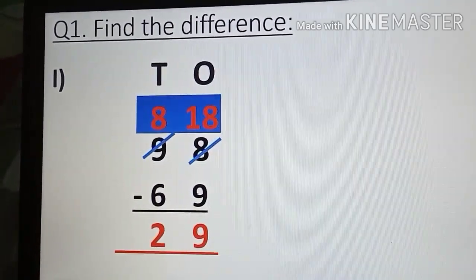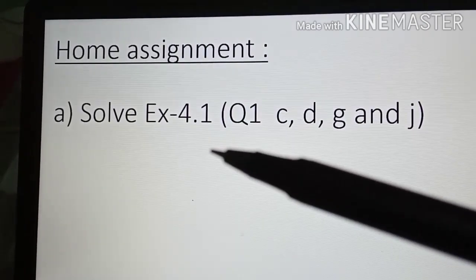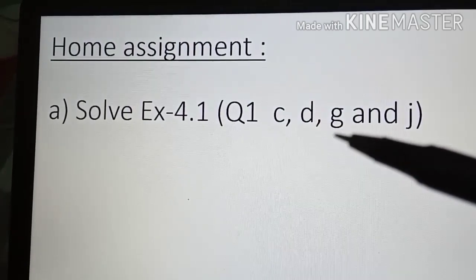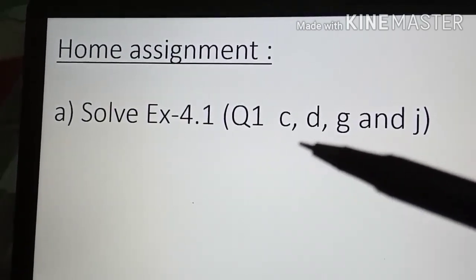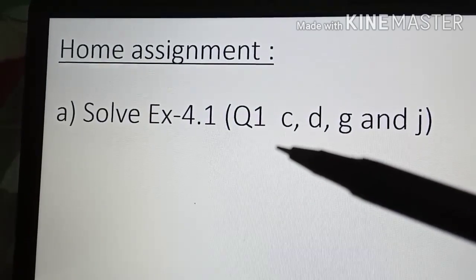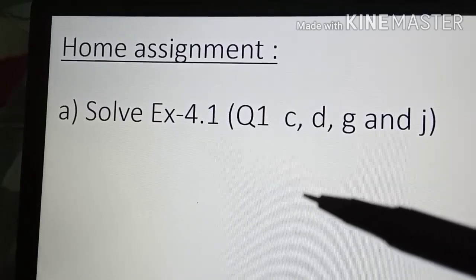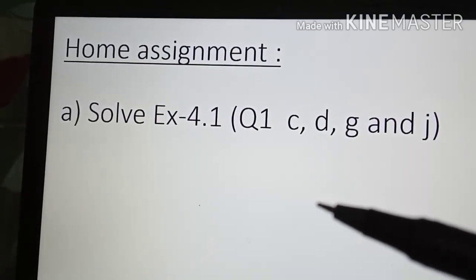Now children, it's time for your home assignment. Your home assignment is, children, you will solve exercise 4.1, question number 1, C, D, G and J number in your notebook. Rest sums you will do in the book only. And children, I am sending an attachment also. You will also note down all those attachments in your notebook.